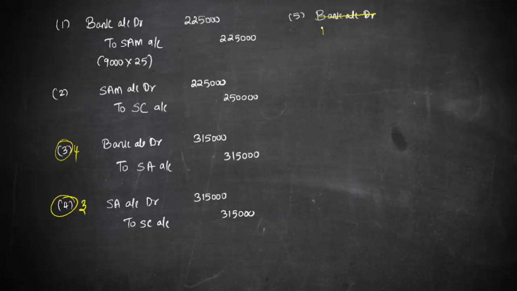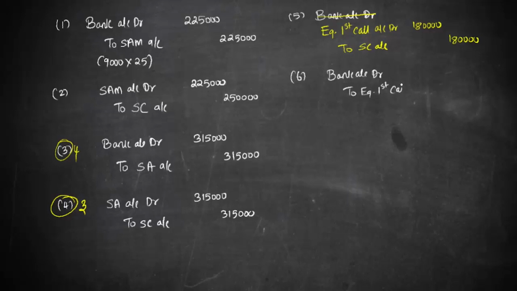Similarly here, there will be a due entry with respect to the first call. So I'll put that equity first call account debit, and we have seen the amount was 1,80,000, to share capital account 1,80,000. So in this way share capital is created. Then there is going to be a receipt, that is bank account debit to equity first call account. So your equity first call money is received.